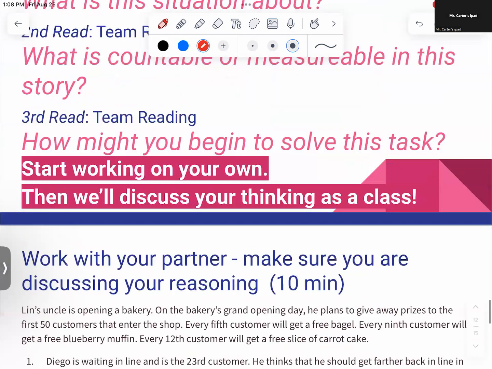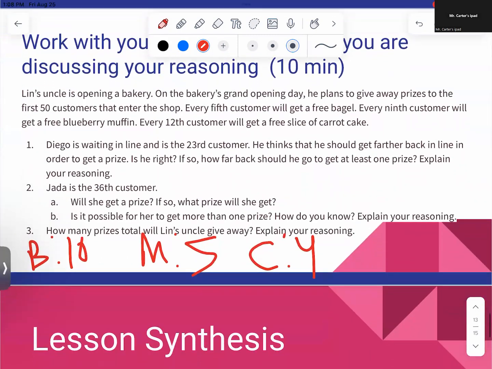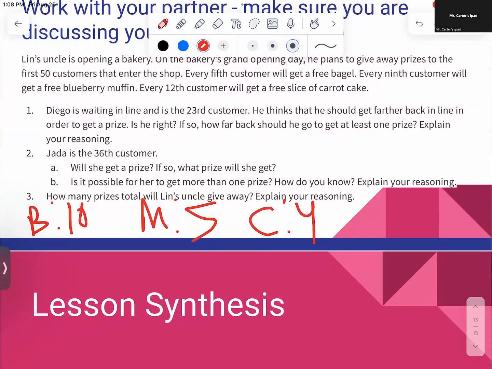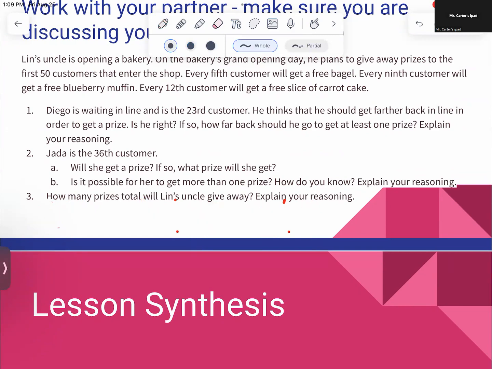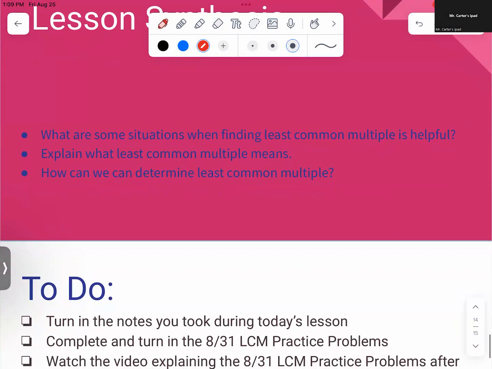Let me show you what I'm talking about here. So count how many of these multiples there are. There's 10. There's 5 of the blueberry muffins, and there's 4 of the carrot cakes. Okay. So that's just something you can do with multiples, even if you're not doing the least common multiple. So total prizes he's giving away, 10 plus 5 is 15 plus 4 is 19. So our answer is actually 19 by counting all the multiples of all the numbers. Okay. All right. So situations where finding least common multiple is helpful. It's when you're lining up some things, right? And seeing the next time something is going to happen.